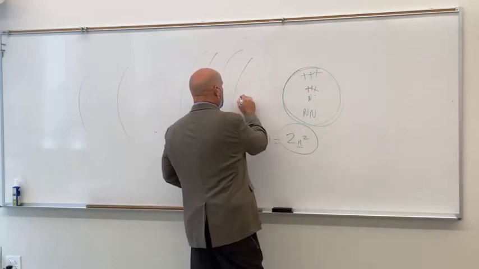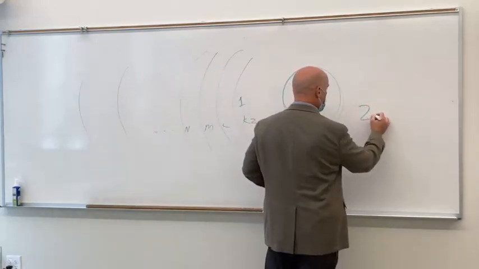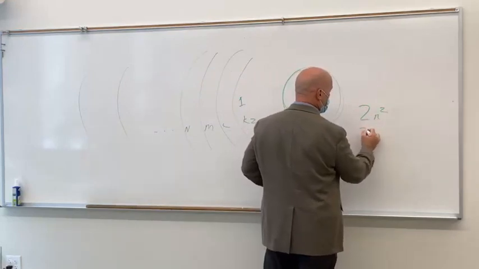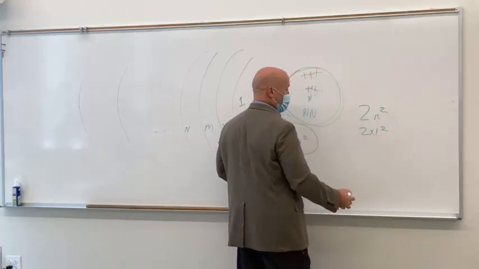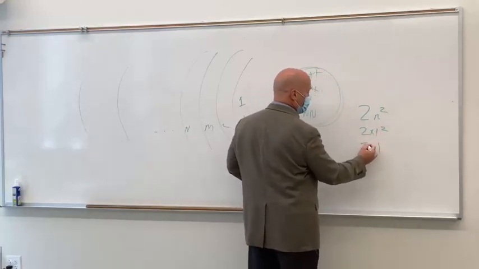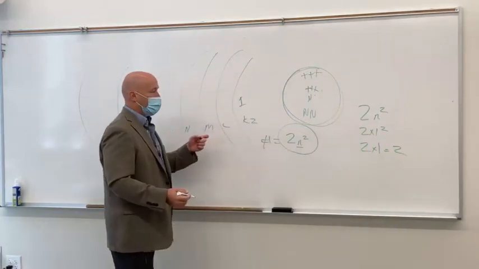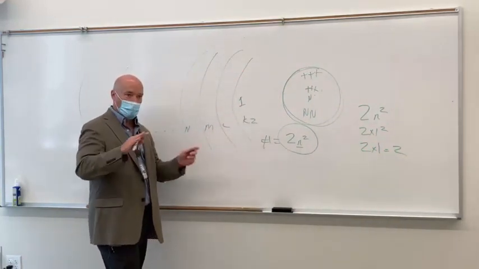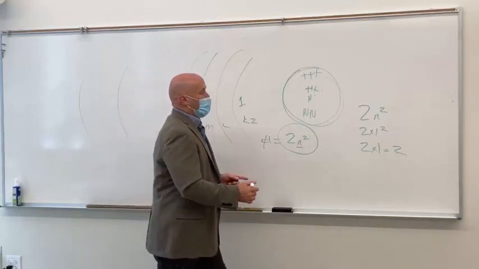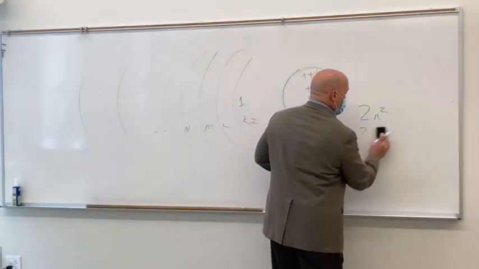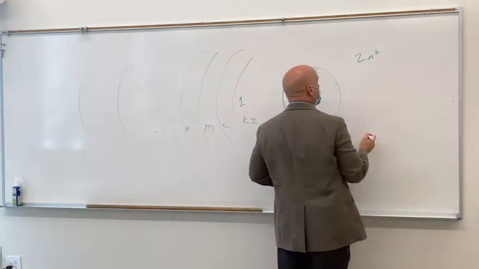So first shell is the K shell. So how many can we have in the K shell? We've got 2n squared. That will be 2 times 1 squared. 1 times 1 is 1. 2 times 1 is 2. So the maximum number we can have in the K shell is 2. 2, no more. Not ever going to have any more than 2. Only going to have 2. All right? Now, 2n squared.